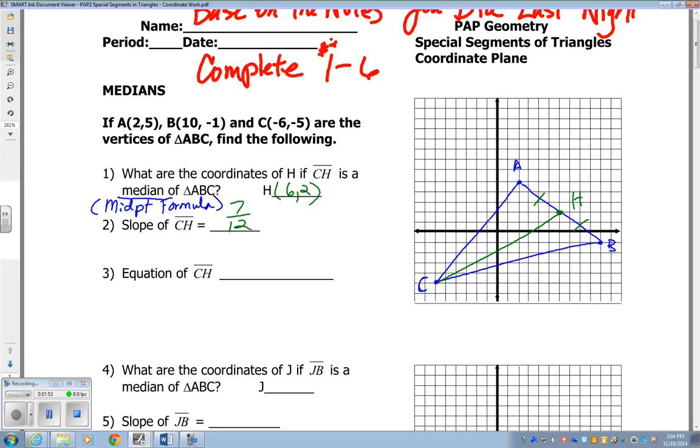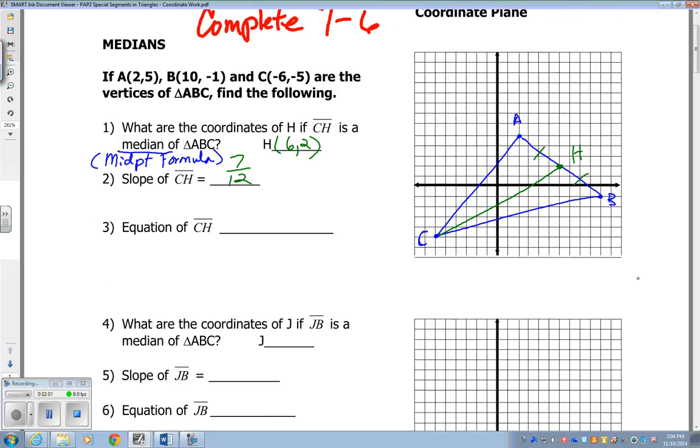Okay, so when I get to the equation, since I have the slope and I have a point, what would be the easiest way to write the equation of this segment, CH? Point-slope form. We're just going to go back to what we did before and do point-slope form.